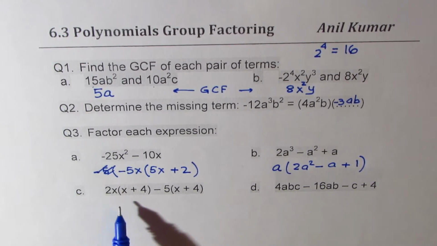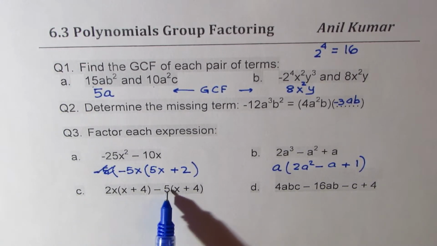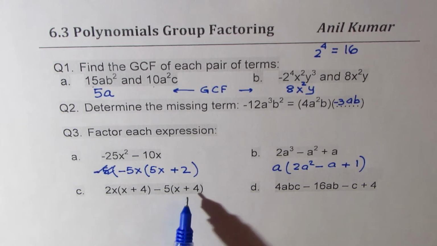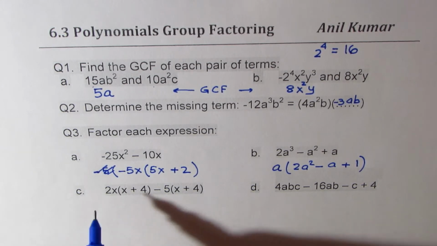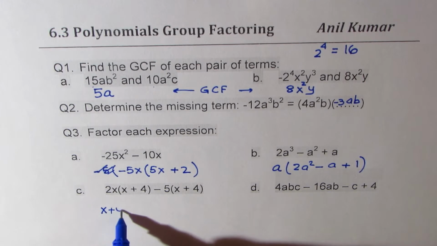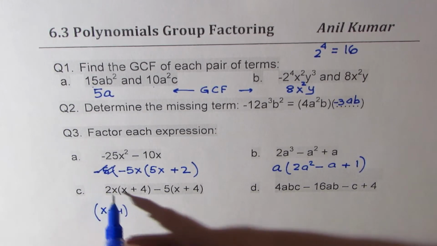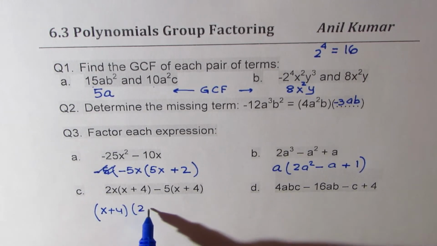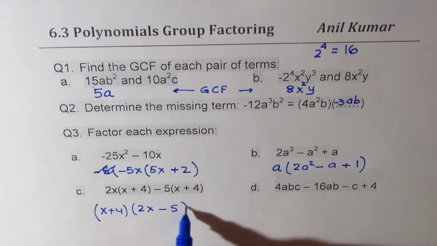C. 2x times x plus 4 minus 5 times x plus 4. Now x plus 4 is a common factor, so we can write x plus 4 here, and then we are left with 2x from the first term and minus 5 from the second term.